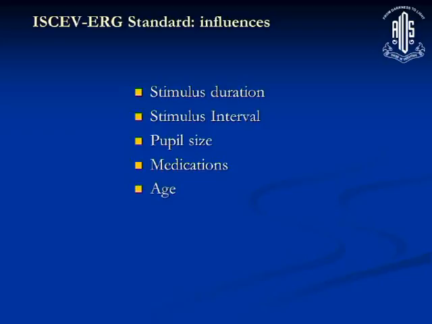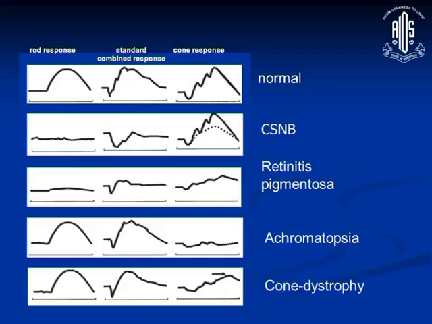Now, in different conditions, how does the ERG look? As we were discussing in the earlier slide, the normal response looks like this in the topmost picture. In congenital stationary night blindness, we can see the rod response is absolutely flat. And the standard combined response is just the opposite of what we get in a normal. That's called a negative ERG. And the cone response may be normal or subnormal.